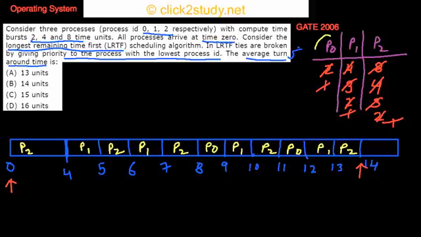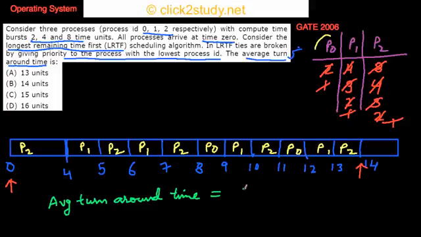Then what you have to answer is the average turnaround time. That means you have to take the average of all the turnaround times. And what did we know about the turnaround time? It's the time difference between the time when the process completes and the time when it arrives. So all the processes arrive at time 0, and let's look at their completion times.